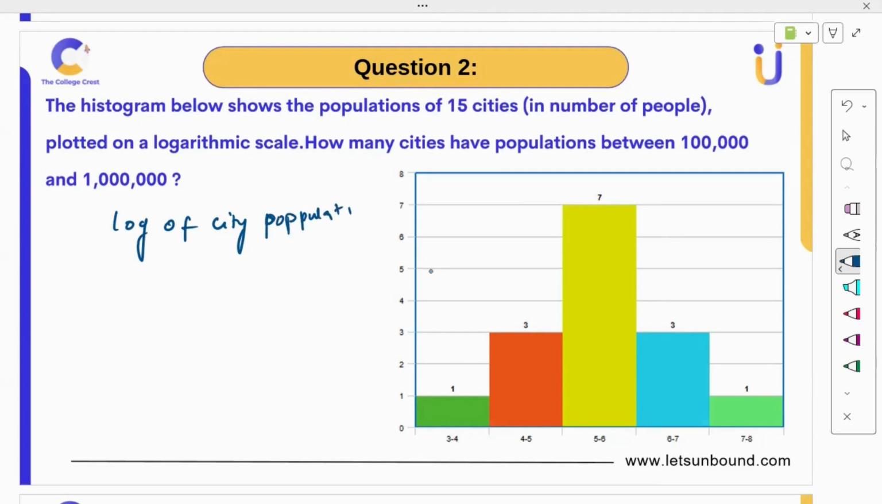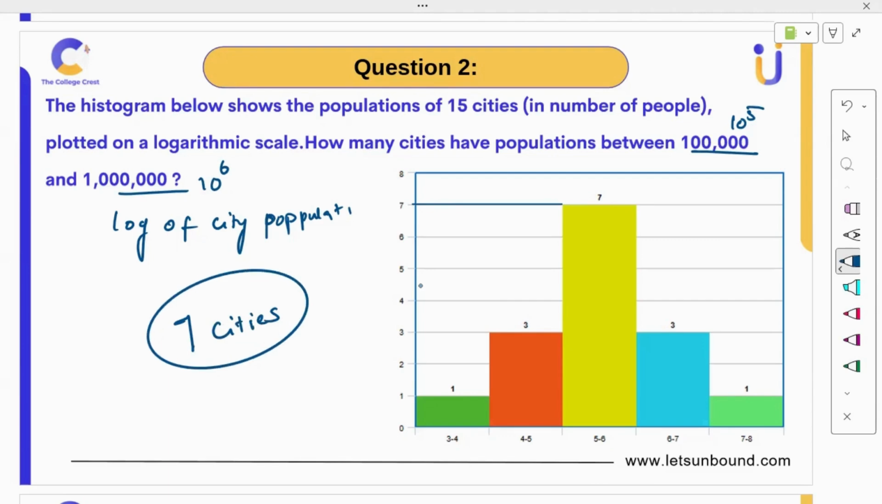So when I want to find this, 10 power 5 and 10 power 6, I need to look between 5 and 6, and this represents the number of cities. So there are 7 cities which have a population of 100,000 to 1 million. That's simple. So 7 cities is the answer.